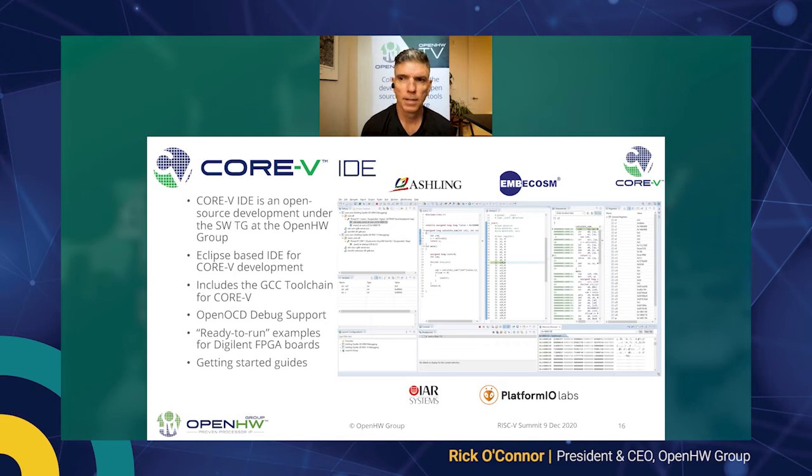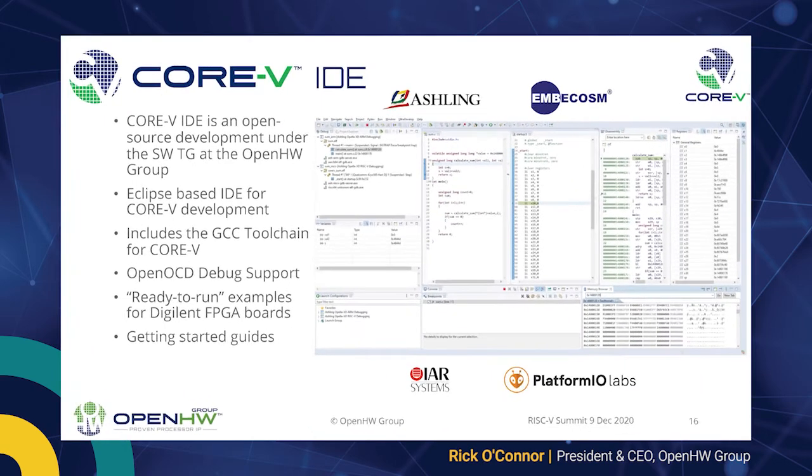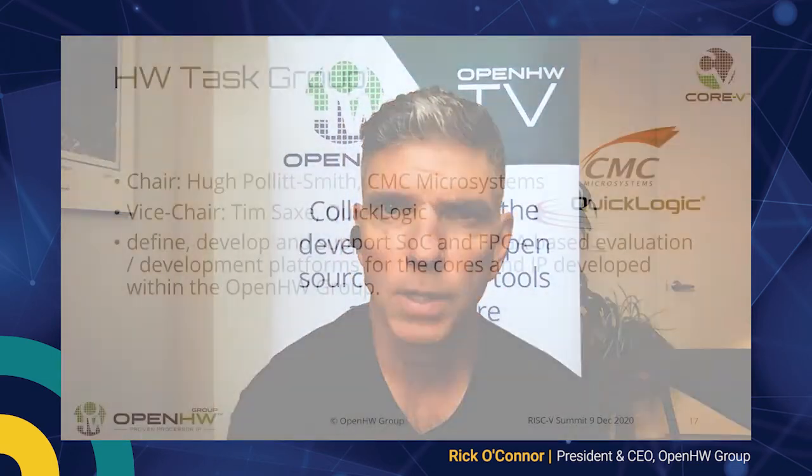And one example project is the Core 5 IDE, which is leveraging the Eclipse CDT to create an IDE bring-up environment for our Core 5 family of cores. We've integrated the GCC toolchain, and LLVM toolchain will be integrated as well. We support OpenOCD from a debug standpoint. And the idea here is we'll have examples and bring up environments to run on our FPGA boards, which I'll talk about in a moment, and a getting started guide as well. This is quite an interesting part of the open hardware group, and if you're interested in this, please join us.